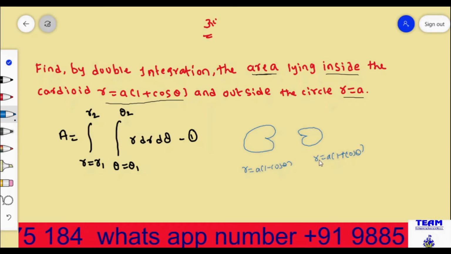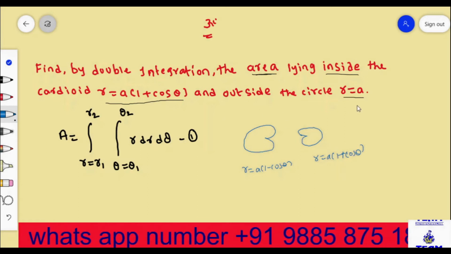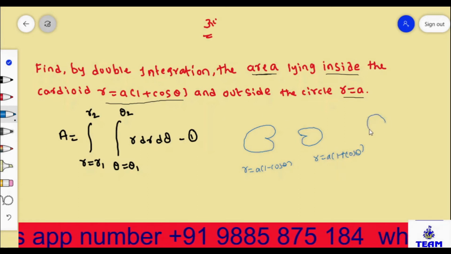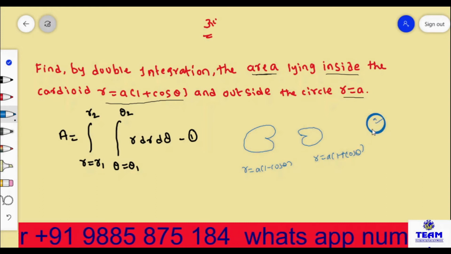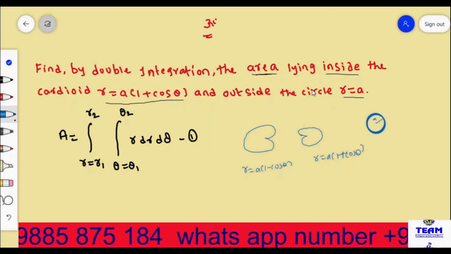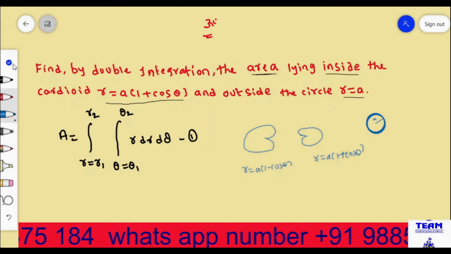Here we have r = a(1 + cos θ), and they have given a circle. A circle is nothing but like this, with radius a. Okay friends, right. Now I am going to find the region we require.